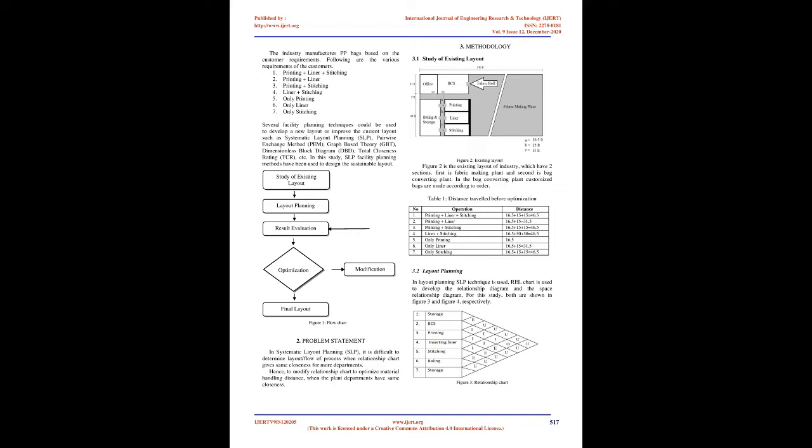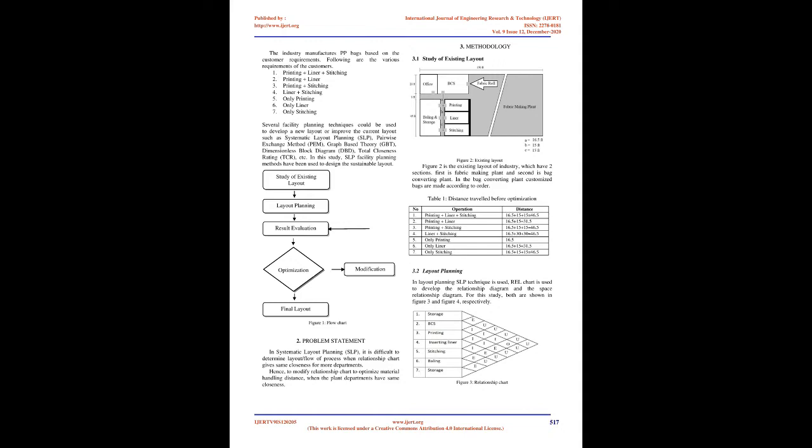3.2 Layout planning. Several facility planning techniques could be used to develop a new layout or improve the current layout, such as systematic layout planning, SLP, pairwise exchange method, PEM, graph-based theory, GBT, dimensionless block diagram, DBD, total closeness rating, TCR, etc. In this study, SLP facility planning method has been used to design the sustainable layout.